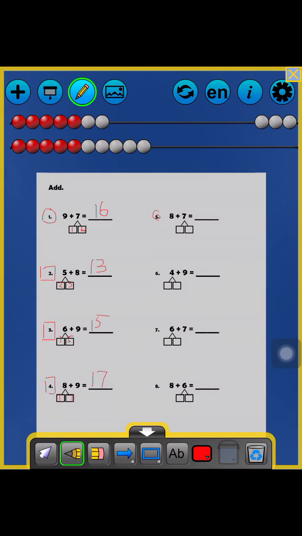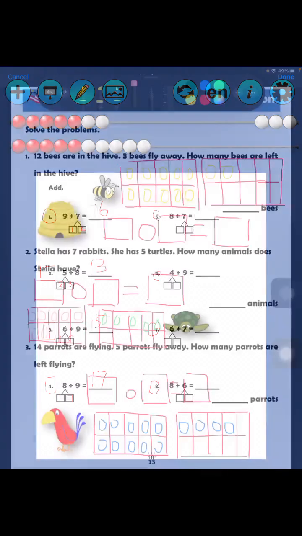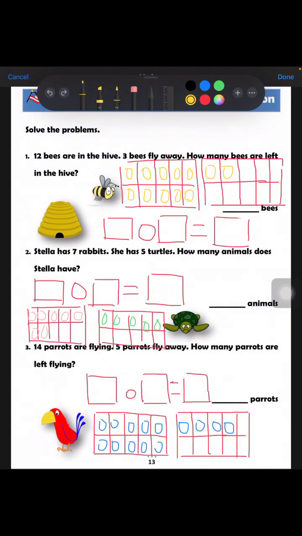For the rest of the questions, 5, 6, 7, 8, please try to do it by yourself by using the make 10 method. Okay, now please turn to page 13 and take a look at the questions here. So take a look at the first question.